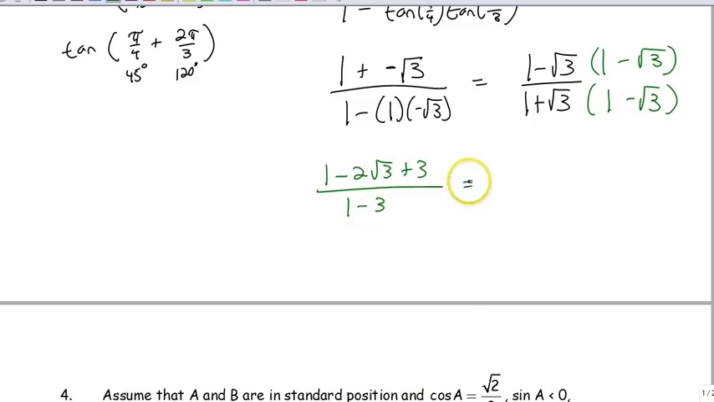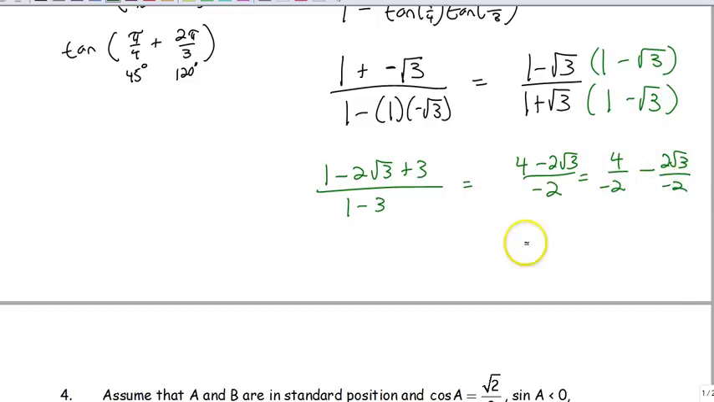So when you simplify that, you get 4 minus 2 root 3 over negative 2. You can just split it into two fractions. I'm going to do that because some of you guys think that you can cancel at will. This is the same thing as 4 over negative 2 minus 2 root 3 over negative 2. And now we can cancel these out. 4 over negative 2 is just negative 2, and this becomes plus root 3. And there's my final answer for tangent. Okay?